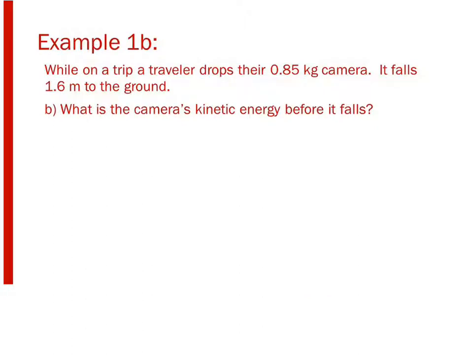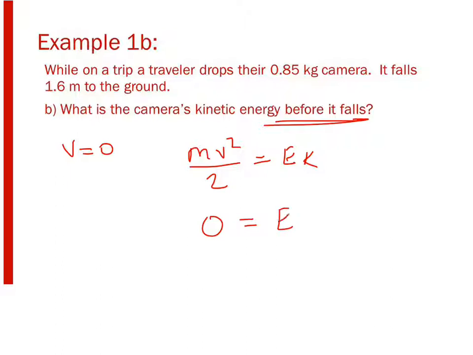Part B asks us the same question, but what is the kinetic energy before it falls? So before it falls, we can assume that V is 0. So if you put anything into your equation for kinetic energy, you're going to get 0 for our kinetic energy. So we don't really have to do any work for that.